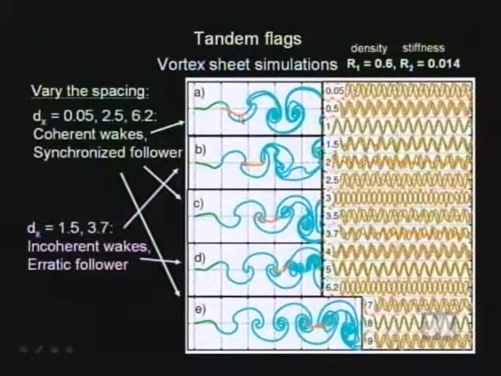However, the consequence of that coherent wake is a higher drag on this trailing flag, this orange flag here. So if you want to have less drag on this flag, in fact on both of the flags, you should place this flag in such a way that it actually disrupts the wake from the flag in front of it, so that you don't actually get the coherent wake of the two flags.